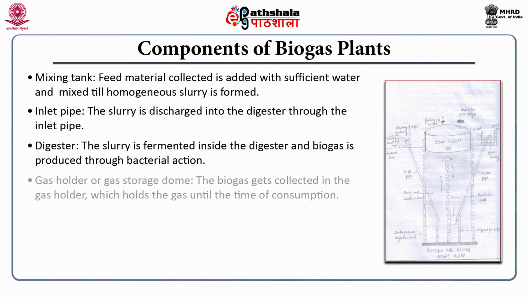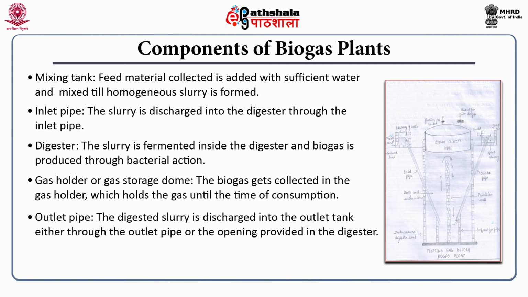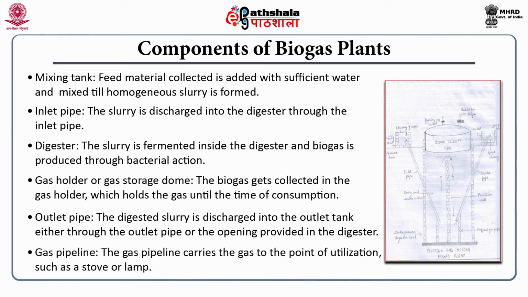The fourth one is the gas holder or gas storage dome. The biogas gets collected in the gas holder, which holds the gas until the time of consumption. And next is the outlet pipe. The digested slurry is discharged into the outlet tank either through the outlet pipe or the opening provided in the digester. And we also have another component, the gas pipeline. This gas pipeline carries the gas to the point of utilization, such as a stove or lamp.